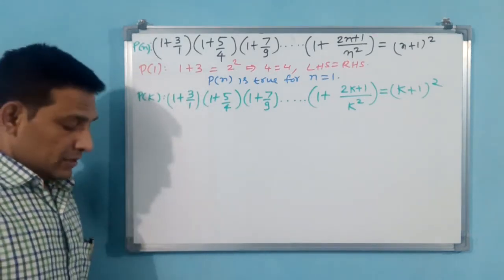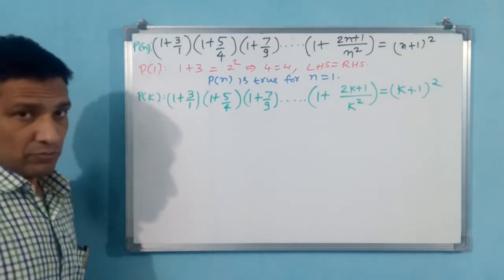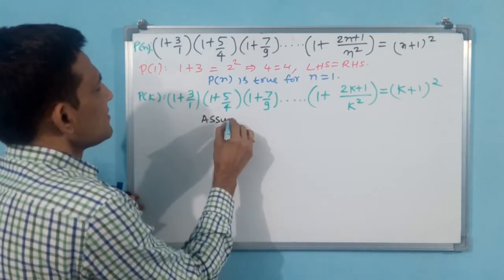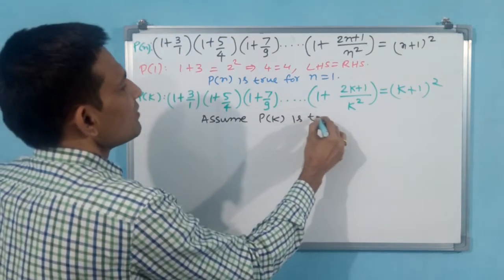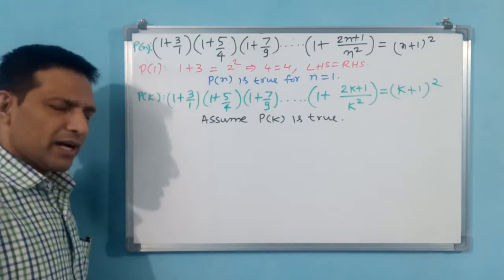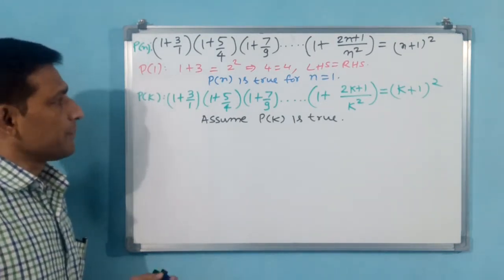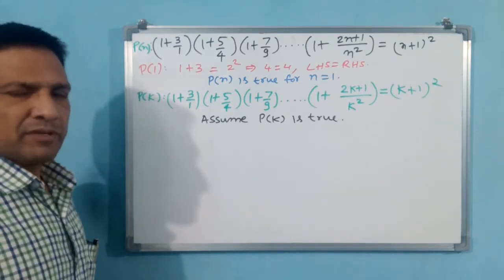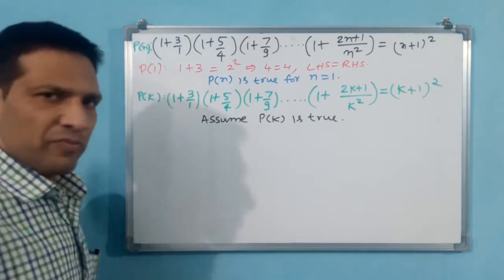Now, an important step we have to write. What you have to write: assume Pk is true. Let us write, assume P of k is true. This is a very important step. Why? Because these are conditions. We have to take this, and only after taking these can we proceed. Now the final step is P of k plus 1. If you are able to prove LHS is equal to RHS, then the problem is finished. That's all.